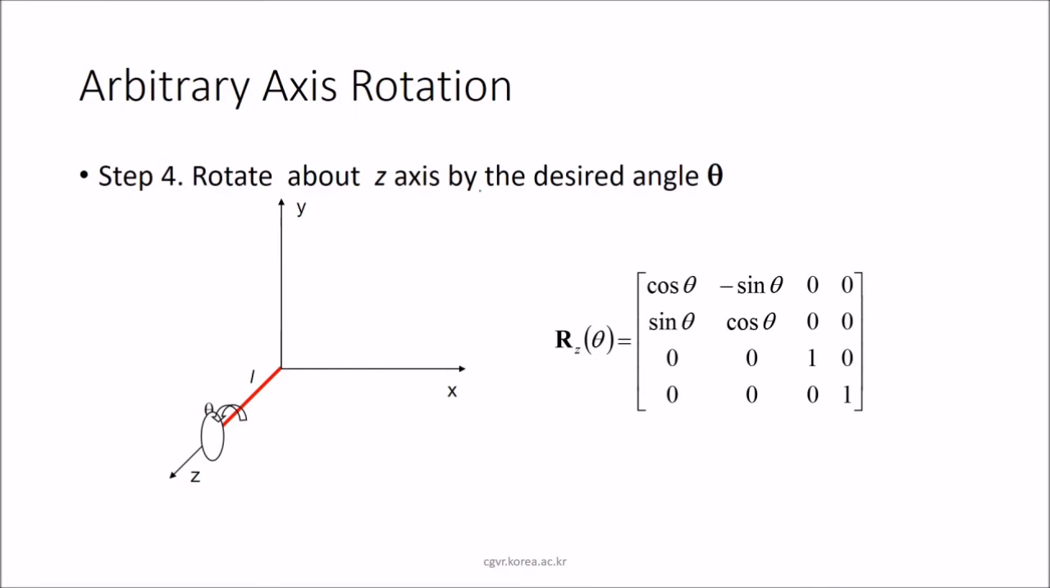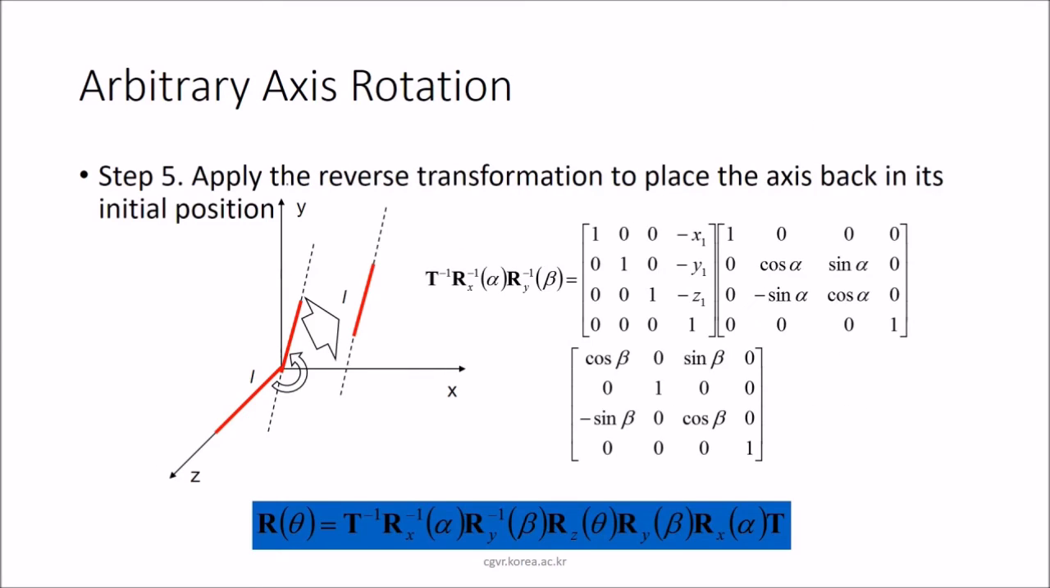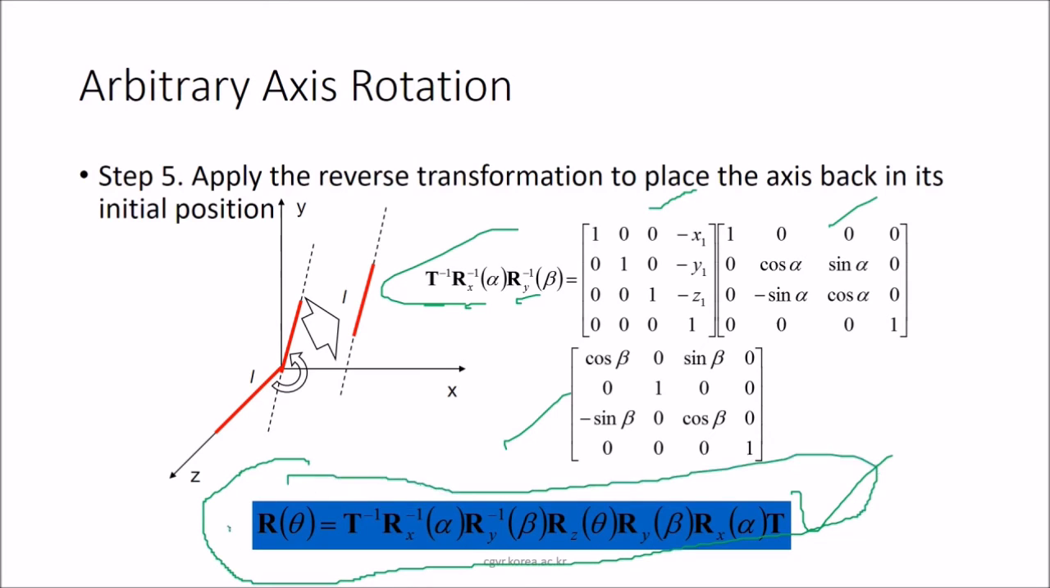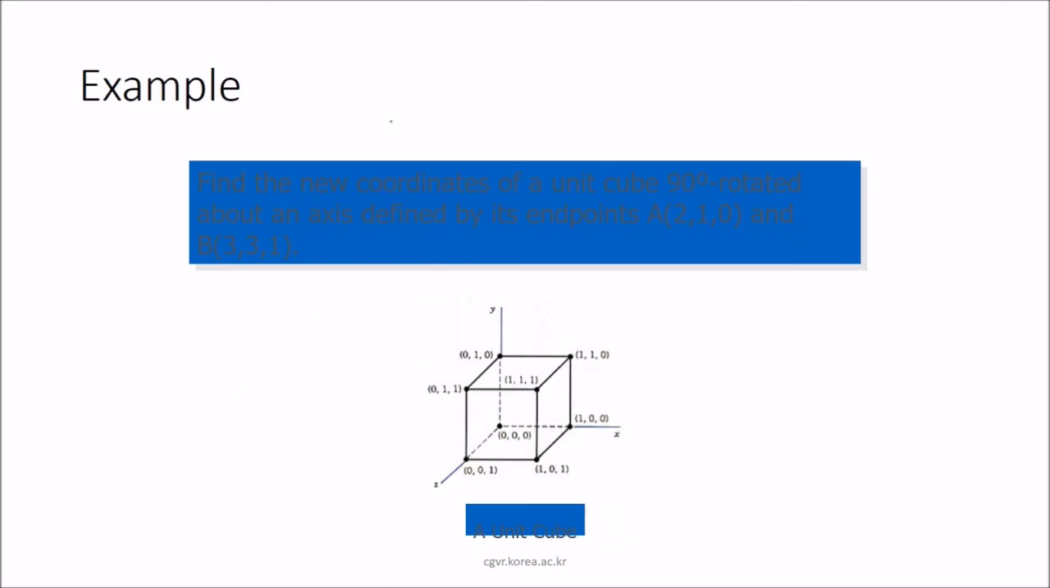Now rotation about the z-axis by the desired theta. This is the desired angle, so you can easily apply this straightforward matrix. Then arbitrary axis rotation is involved. We apply the reverse transformation to place the axis back to its initial position. That is T inverse, R inverse, Ry inverse. We have to apply the inverse, so just take the matrices we have defined and take the inverse. Finally, rotation about any arbitrary axis will be given by this. Even if you don't understand everything, you just have to understand this line. That will be enough.